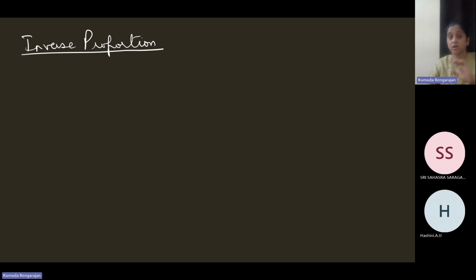Again, when it comes to this, the situation is very important. In the situation, if you say fewer men, less work, more men, more work. But what is the situation I gave you? It's about constructing a building. If you employ fewer men, you'll take a longer time to finish the work. If you employ more men, the work is completed in less time. So we need to understand the situation correctly to understand whether it is direct or inverse.